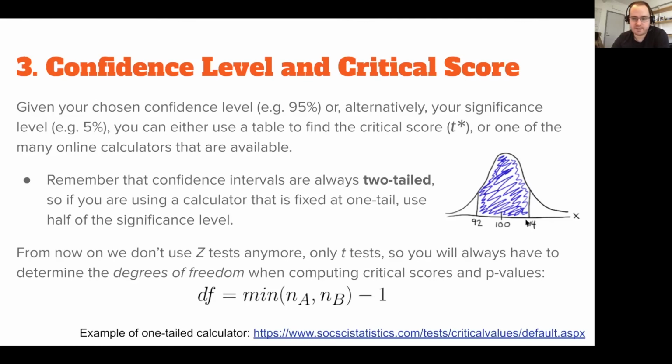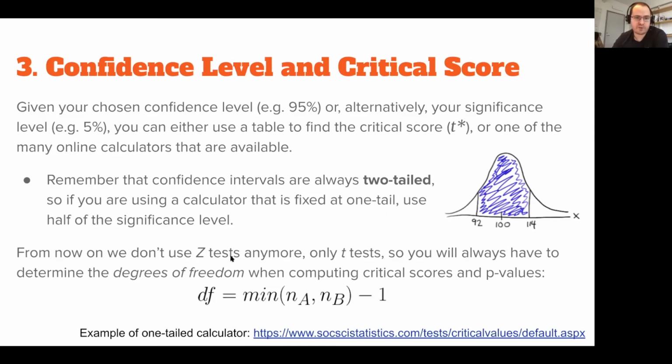So what happens is that if you're using some kind of a calculator that's fixed at one tail, and you're trying to find this t-score, this t critical value, that isolates 2.5% to the right and 2.5% to the other side, then you would use 2.5% and not 5%. I will go through an example with this, and then maybe it's going to be a little bit clearer to you.